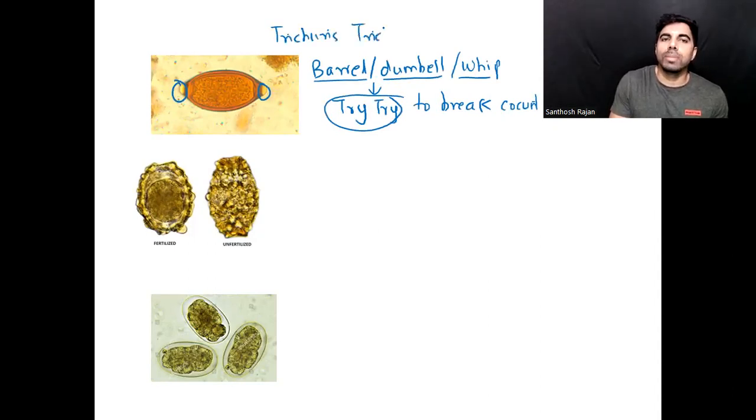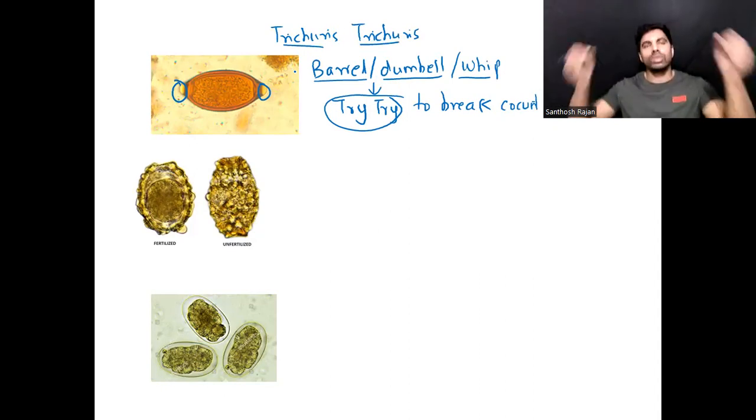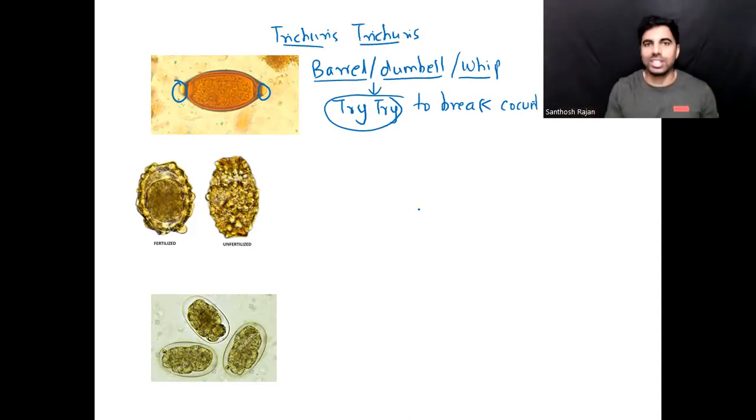It has a dumbbell-like shape, or a barrel. You try to work out to break a coconut or whatever. Okay, I gave coconut because the coconut rectum is common with Trichuris trichiura. That's the reason. Okay, so first one, the Trichuris trichiura egg is important.